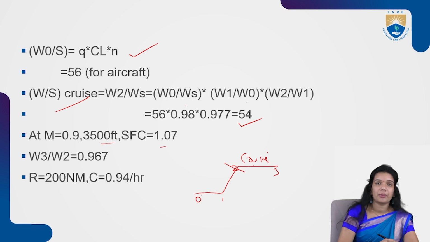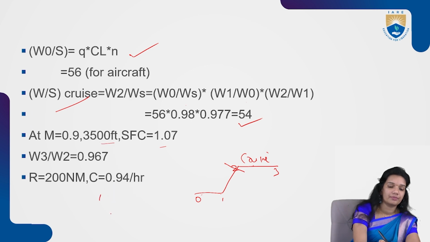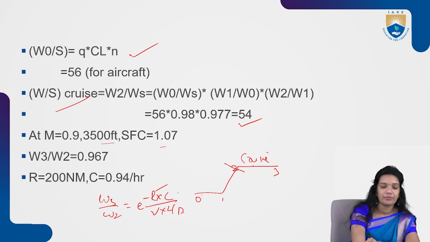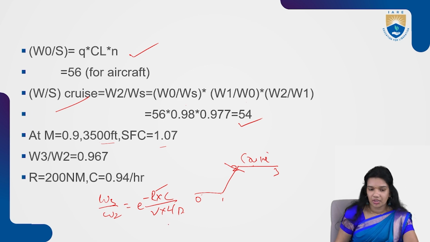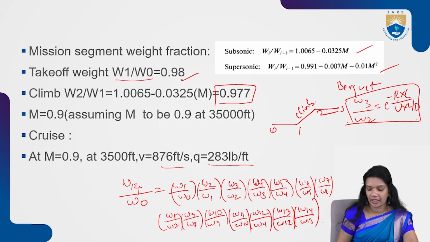W3 by W2 is the exponential of minus R into C by V into L by D. Range is 200 nautical miles, which needs to be converted. Then specific fuel consumption is 0.94, that is after reduction. We are trying to reduce by 10% and 20% again, so it is coming down, then converting it from per hour to per second. Then speed, you know, we are flying at 876 feet per second.